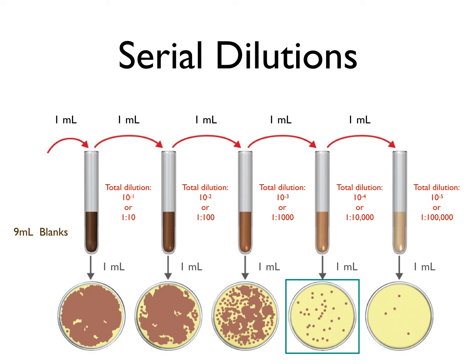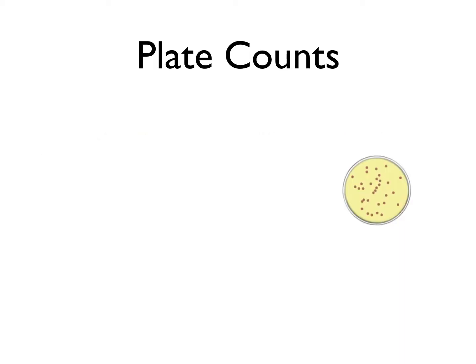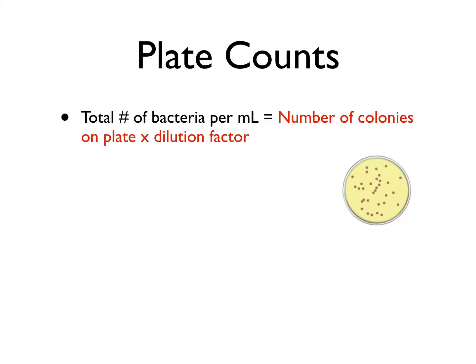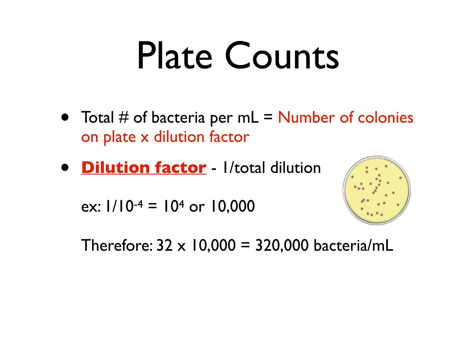Using this information, it's possible to determine how many bacteria are in each milliliter of the sample. And the math is simple. The total number of bacteria equals the number of colonies on the plate times the dilution factor. The dilution factor is equal to the reciprocal of the dilution, or 1 divided by the total dilution. So in this case, the dilution factor is 1 divided by 10 to the negative 4, which equals 10,000. So in our example, 32 colonies times a dilution factor of 10,000 equals 320,000 bacteria per milliliter.